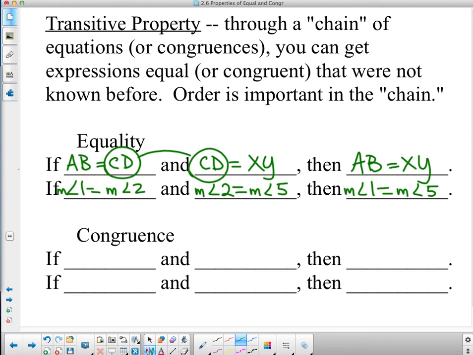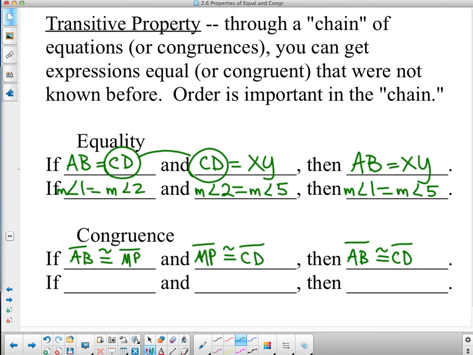For segments, I would go: if segment AB is congruent to segment MP and MP is congruent to segment CD, okay? Then AB is congruent to CD. Correct. Segment AB is congruent to segment CD. Be sure you're getting the segment symbols. When you have the congruences, you need the segment symbol up on top.